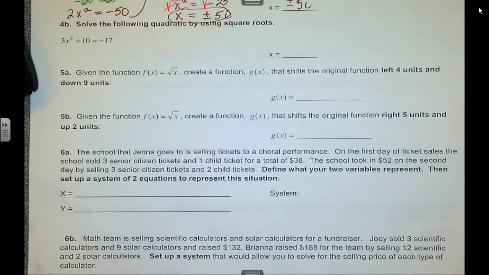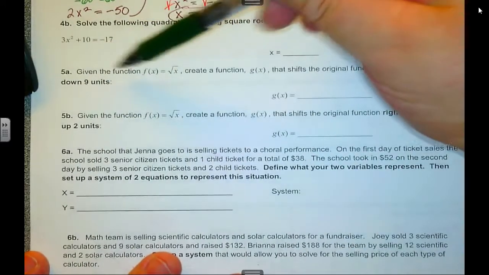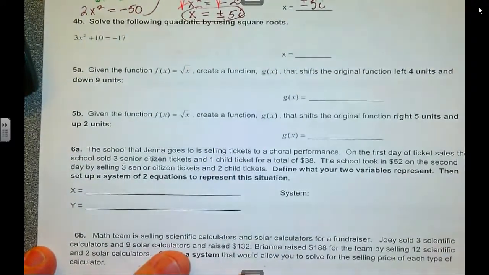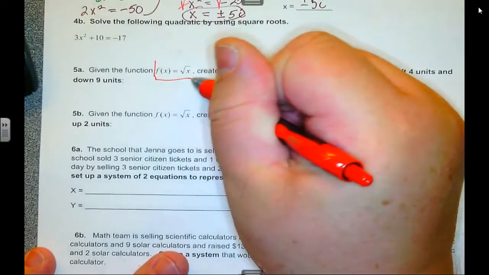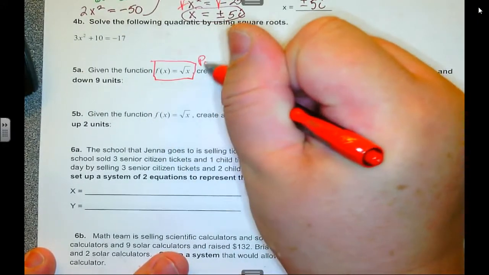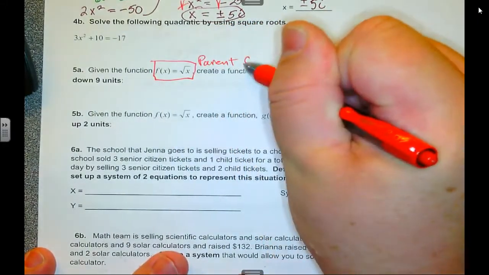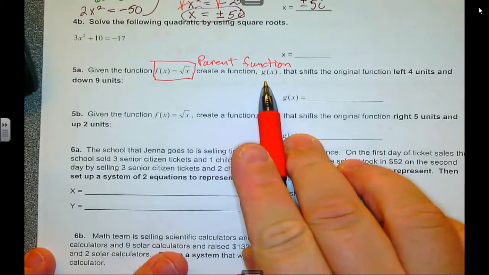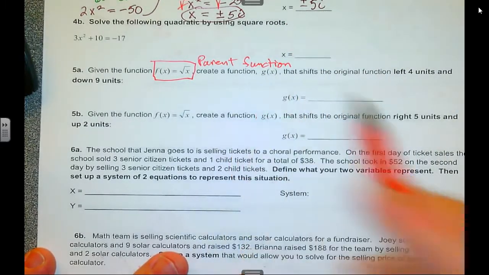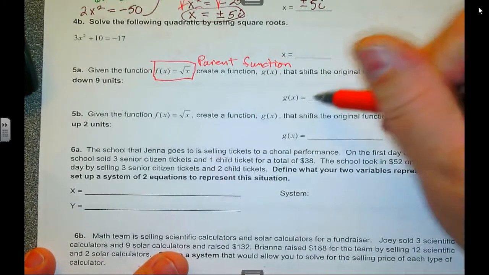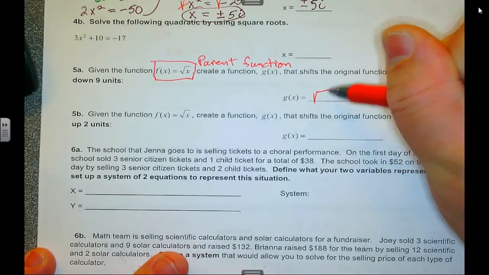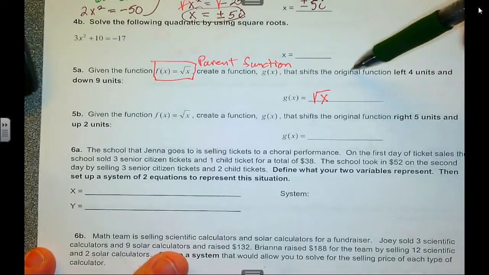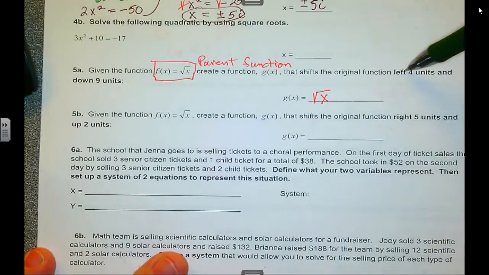We'll see. All right, 5a. Given the function f of x equals the square root of x. So this is our parent function, right? It says create a new function, g of x. So I've got my parent function, square root of x, that shifts the original function to the left 4.